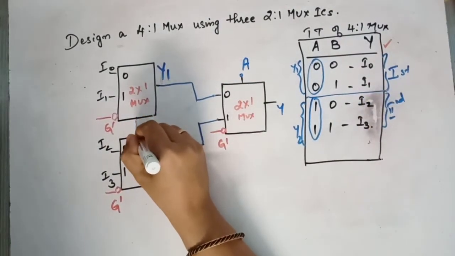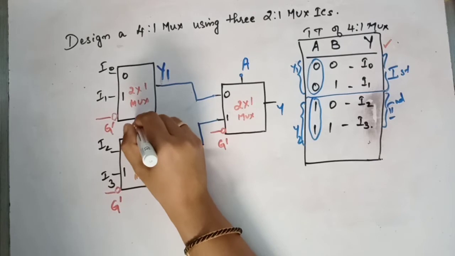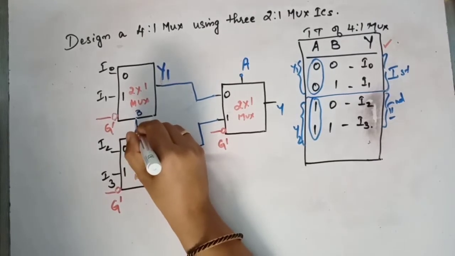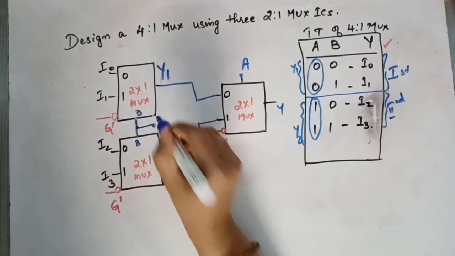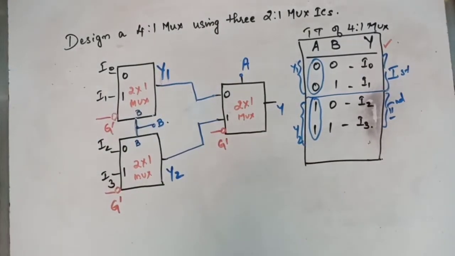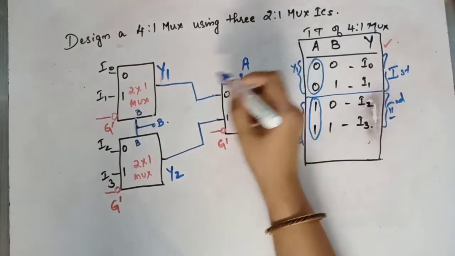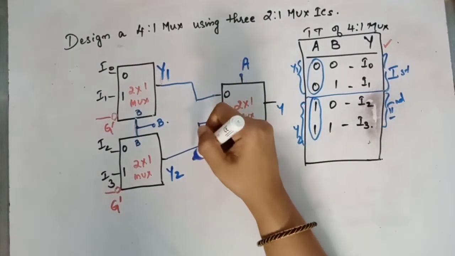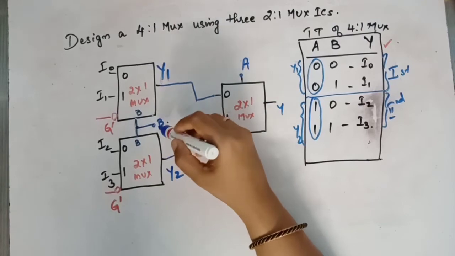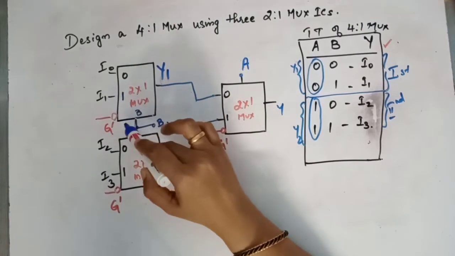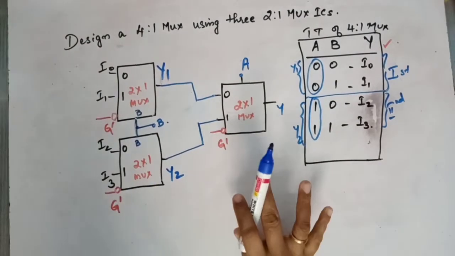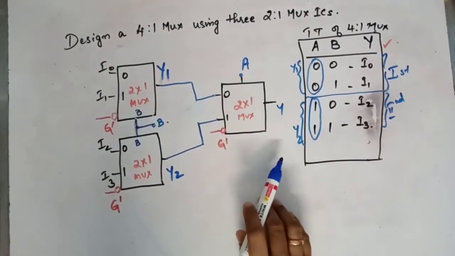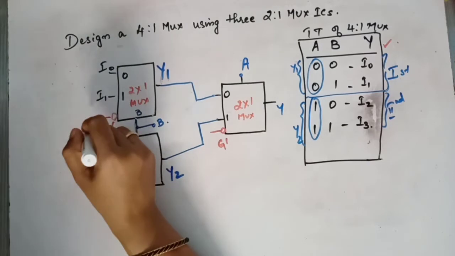So we will just short these two select inputs. This is B and this is B, and we'll just short it with a wire and give this to a switch B. So A will select one of the output lines of the mux and B will select one of the input lines of the mux. So for all this to happen, all the multiplexers should be active. So for that, what should you do?